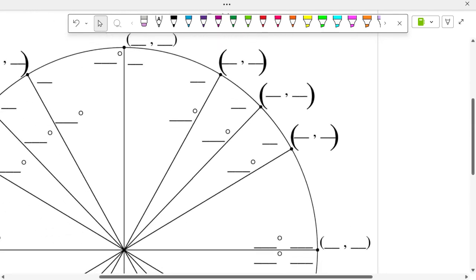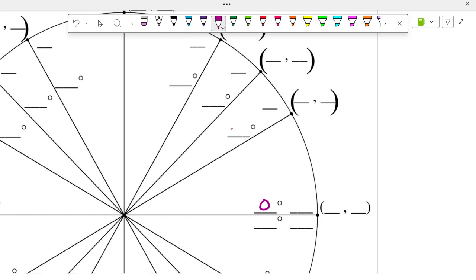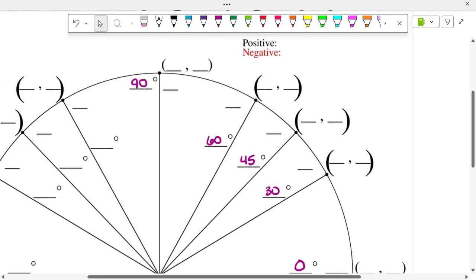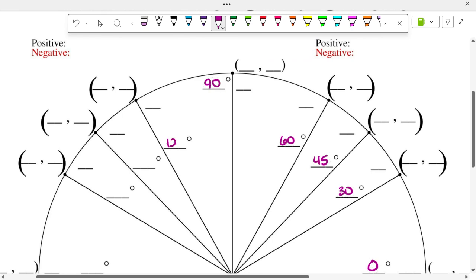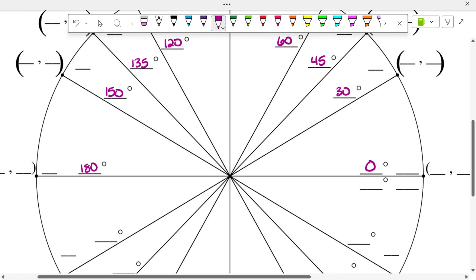So we're going to start with the degrees. So 0 degrees. What's the next one? 30. What's the next one? Next one. Next one. Next one. 120. Next one. 135. Next one. 150. Next one.